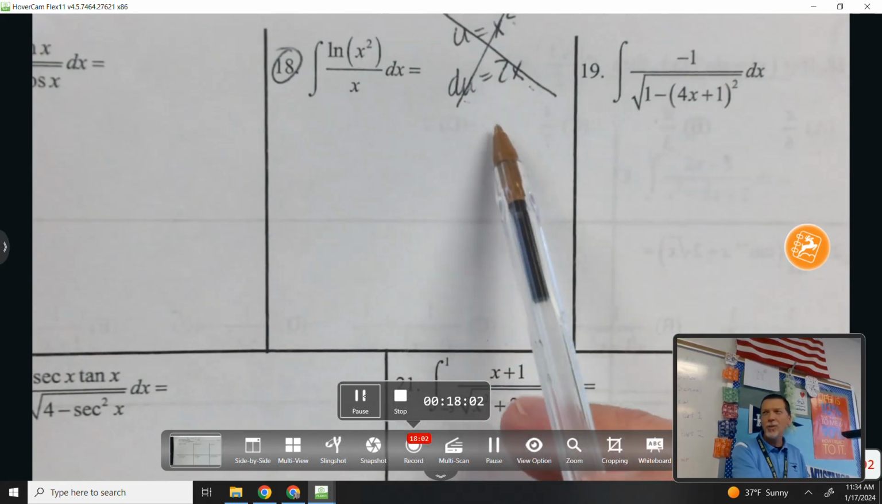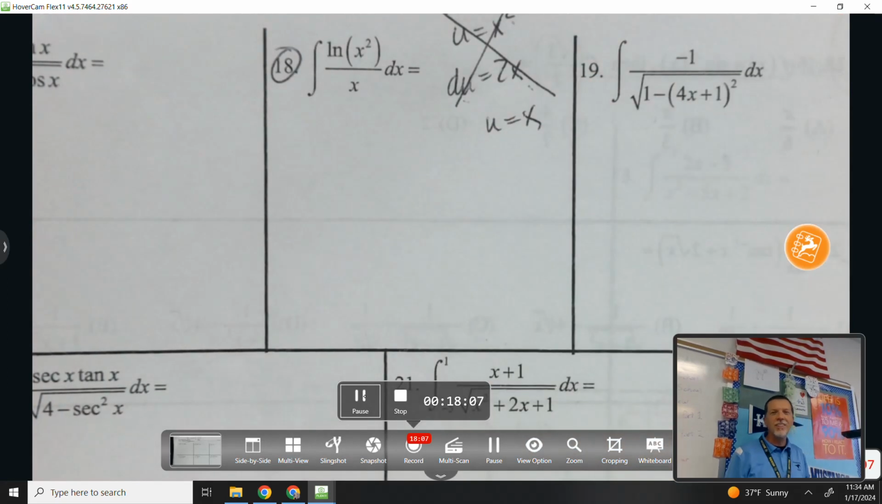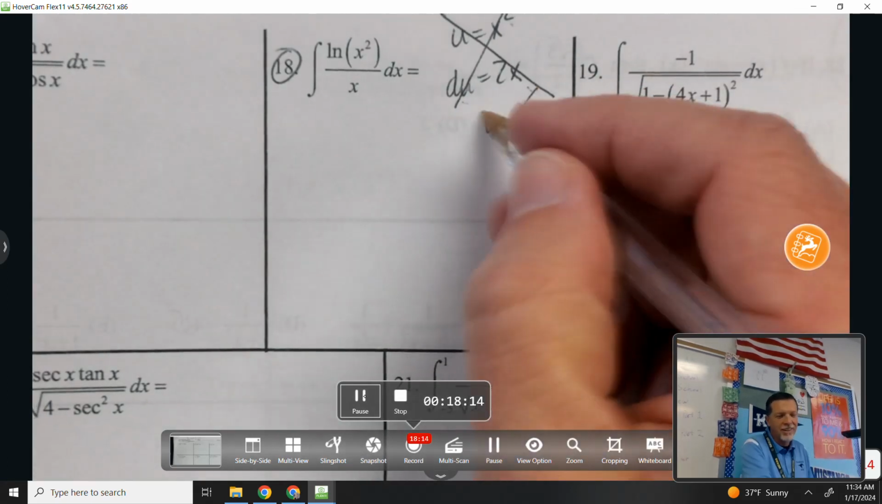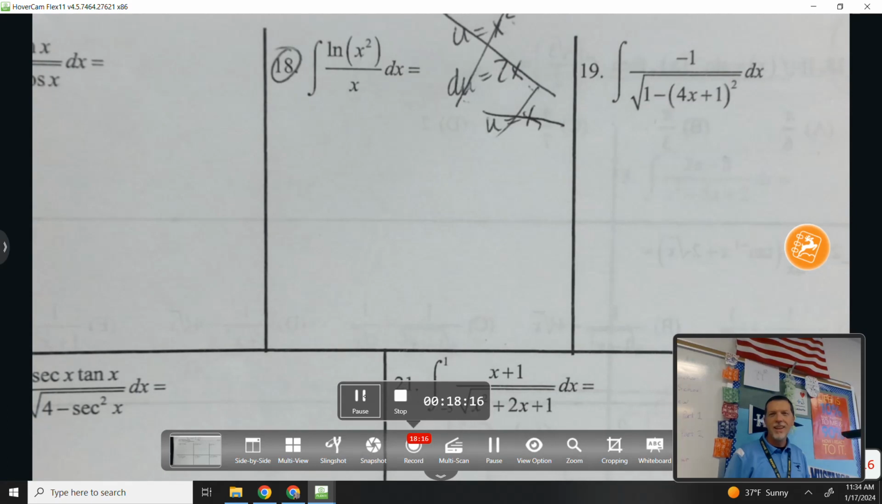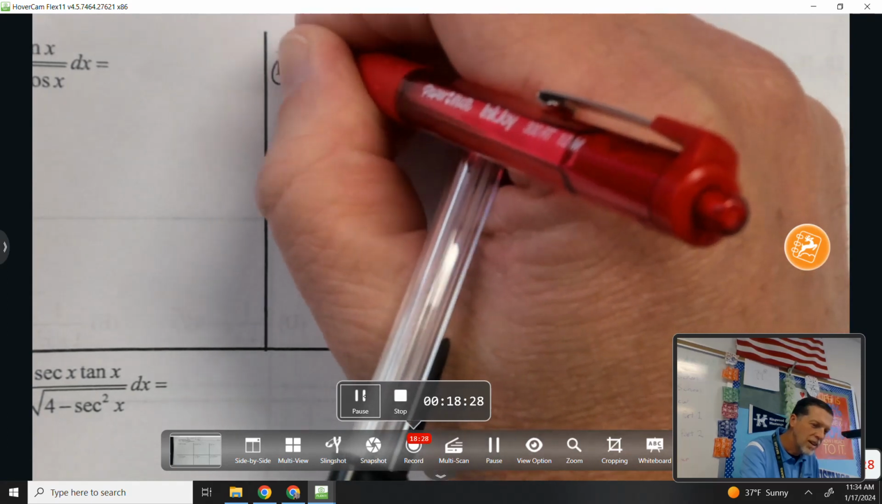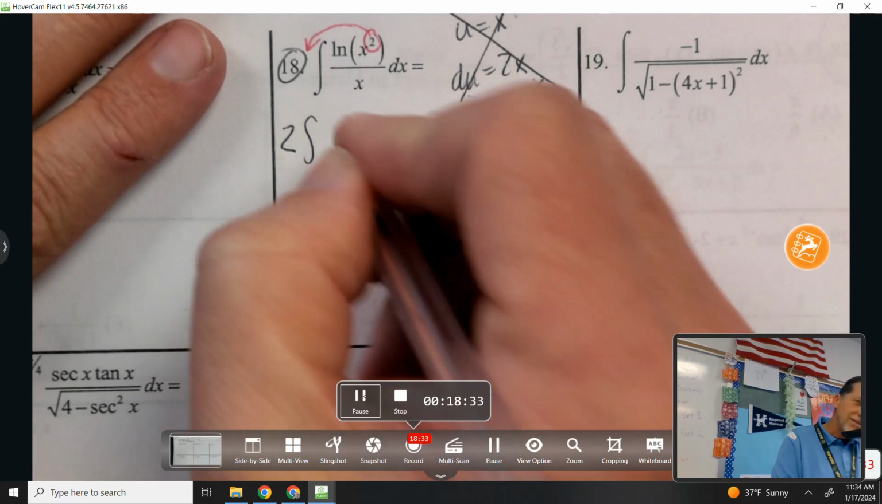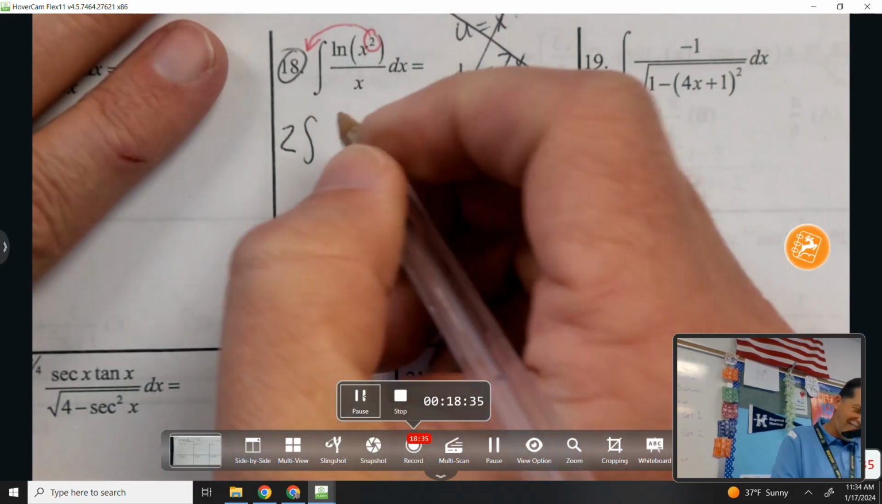Algebra, anyone? Oh, someone said u equals x. You really don't want to ever do that because all that does is change all the x's to u's, and so you're right back where you started. So don't ever do that. It's not wrong, it just doesn't help. There's an algebra step that's hidden in here. Yes, make that 2 out front. Is that not what you said? That's not what I was thinking. Okay.